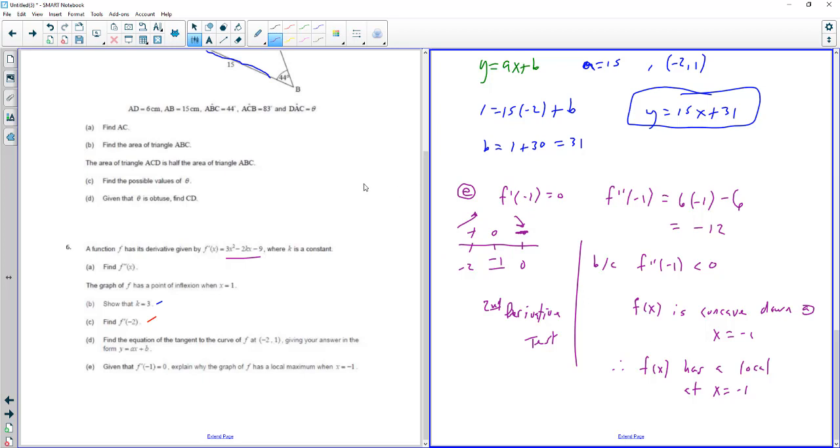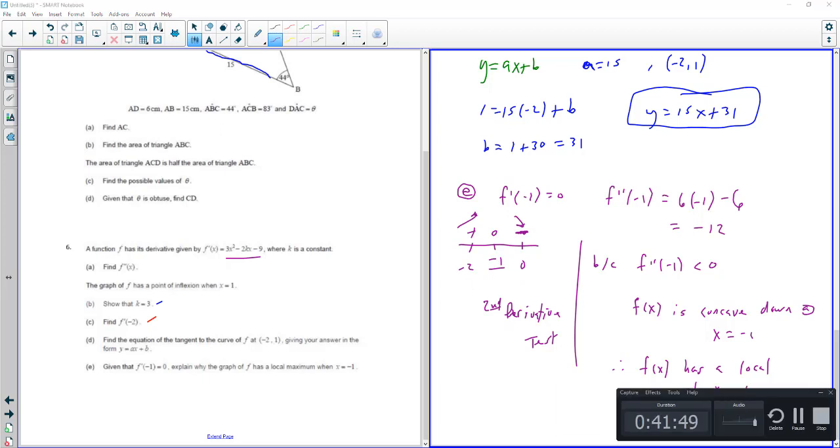So, I mean, they're just making you justify the maximum minimums there. That's all there really is to it. That's your whole test. So, thank you for watching that.